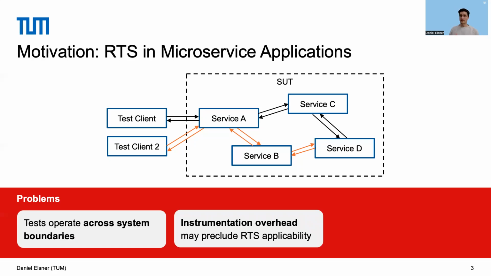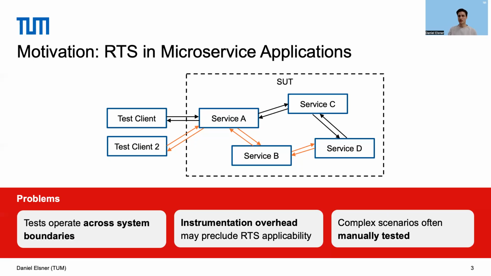Moreover, there are several studies on RTS in distributed systems already, but they lack discussion on the instrumentation overhead, which may preclude the applicability of RTS overall. And also, most regression testing research so far addresses mainly automated unit tests, but complex scenarios, especially in these microservice-based software systems, are often tested manually. And there's first evidence that shows that RTS might behave differently and might have different trade-offs for manual testing.